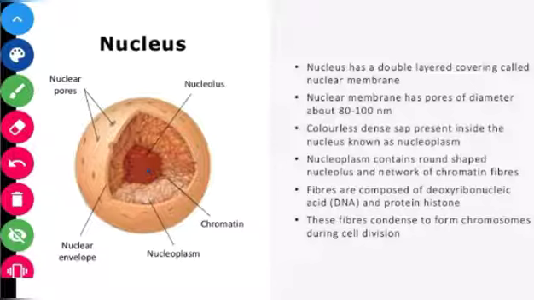So here, inside the cytoplasm, the nucleus contains deoxyribonucleic acid, simply called DNA, and some proteins called histones. Next, these fibers condense to form the chromosomes during cell division. Wait, I'll show you.